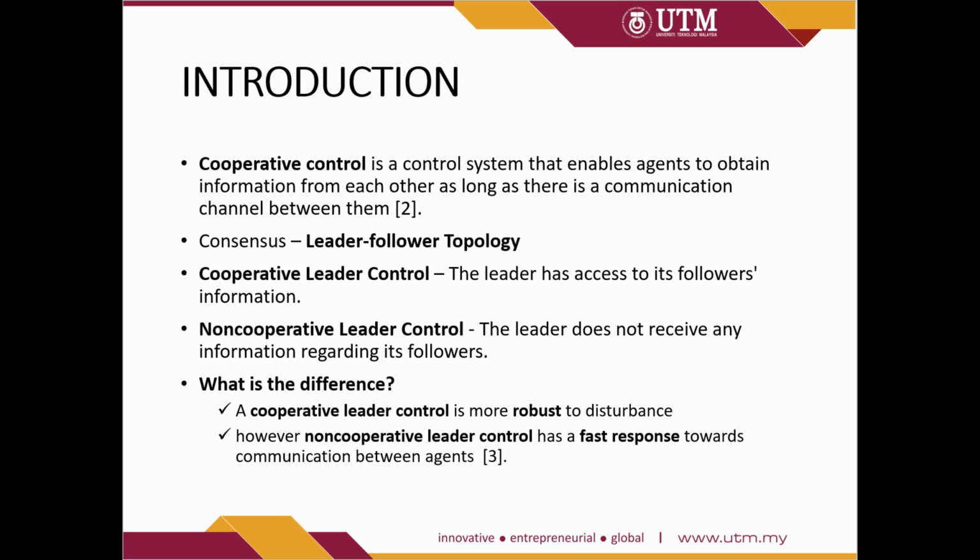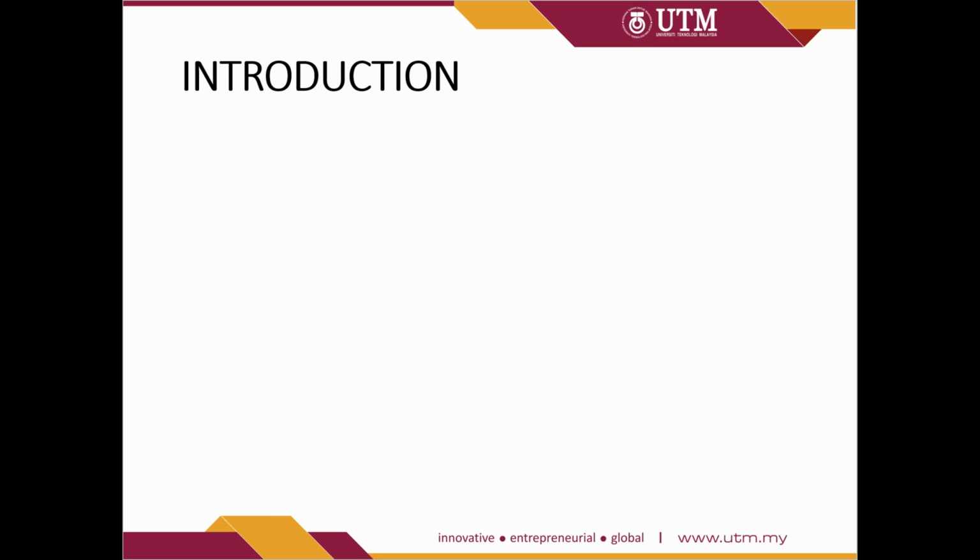In consensus, the cooperative control is divided into two categories. Firstly, the cooperative leader control, where the leader has access to its followers' information, and the non-cooperative leader control, where the leader does not receive any information regarding its followers. It can only give information to the followers. Now, what is the difference between cooperative and non-cooperative? Cooperative leader control is more robust to disturbance. However, non-cooperative leader control has a faster response towards communication between agents.